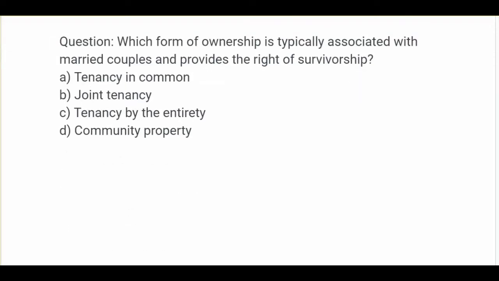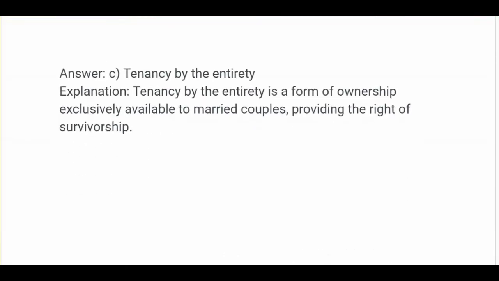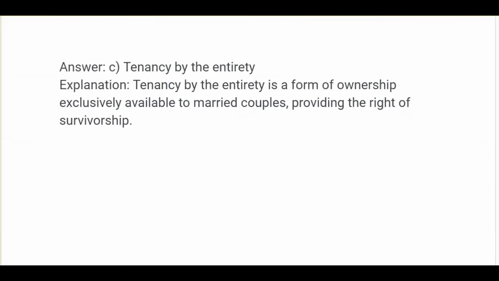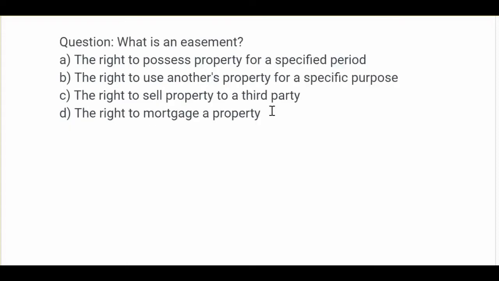Which form of ownership is typically associated with married couples and provides the right of survivorship? Tenancy by the entirety. Tenancy by the entirety is a form of ownership exclusively available to married couples, providing the right of survivorship.